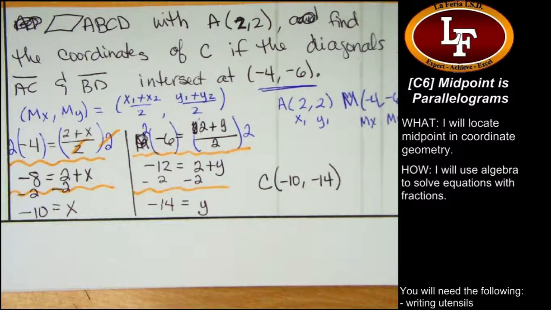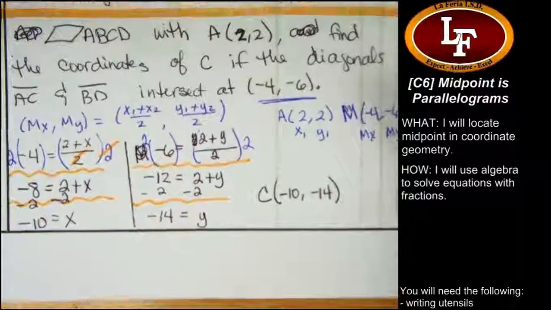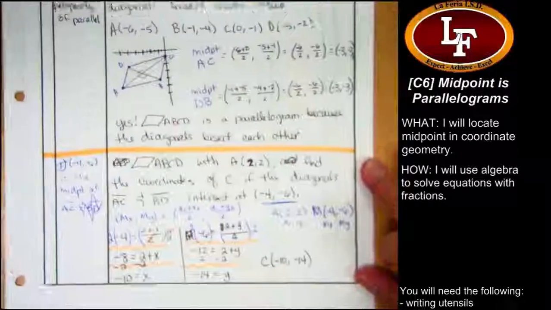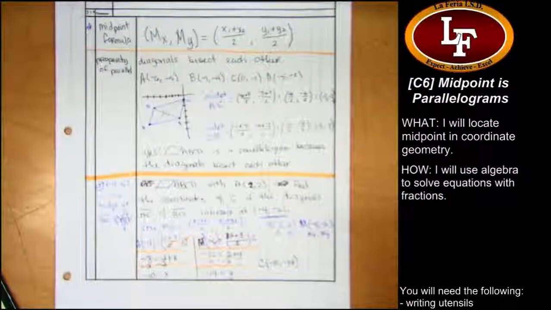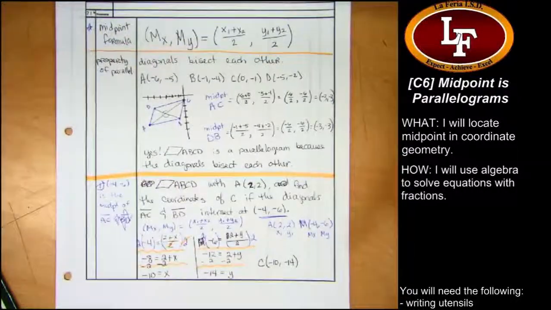All right, I hope that helps you decide how you can use the midpoint formula in order to confirm if a quadrilateral that you're given the vertices of is a parallelogram or not, as well as how you would use the midpoint formula in order to find one endpoint when given an endpoint and the midpoint.